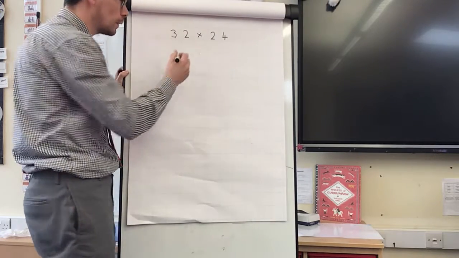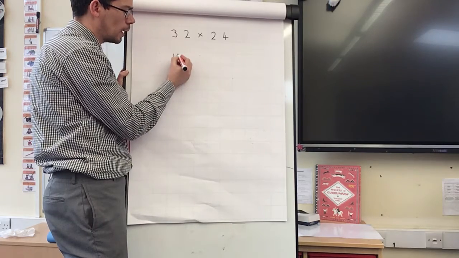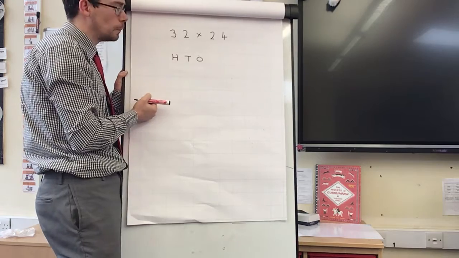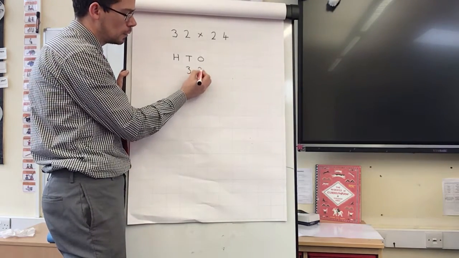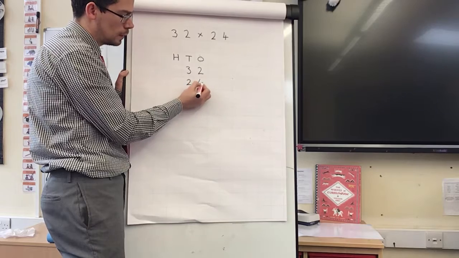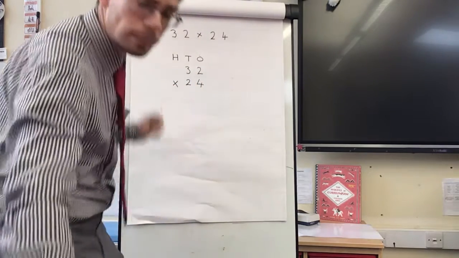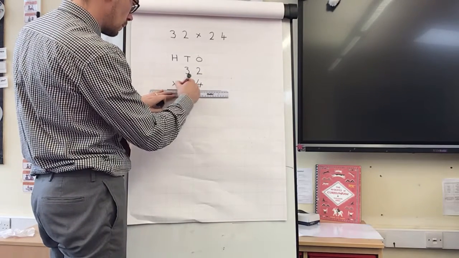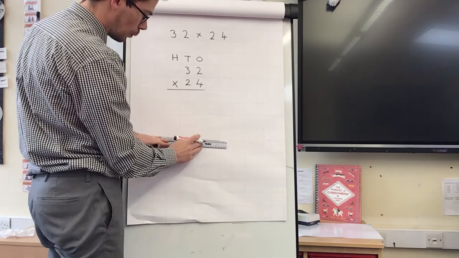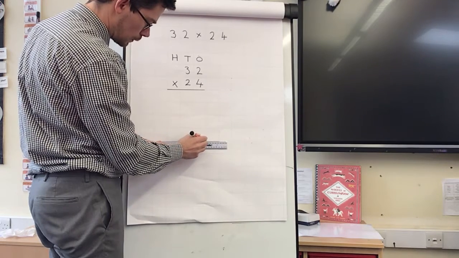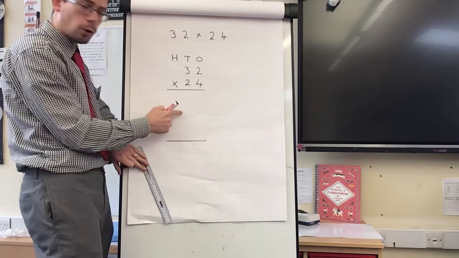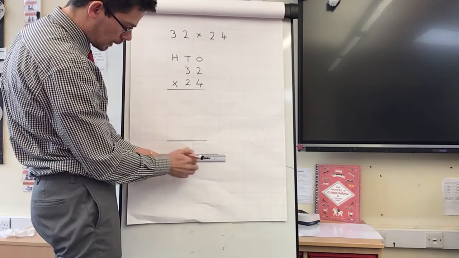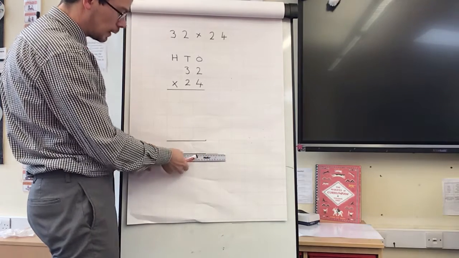Let me show you. First thing I'm going to do is put in my place value columns, hundreds, tens, ones, like so. And I've got 32 times 24. Get my ruler. Create myself an answer box. Now my answer box is a bit of a special answer box. This time it's going to have 4 spaces because there are 4 parts, just like the grid method, to put together, and then we add them all up at the end.